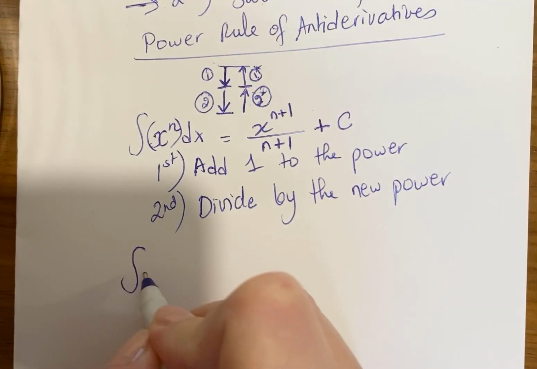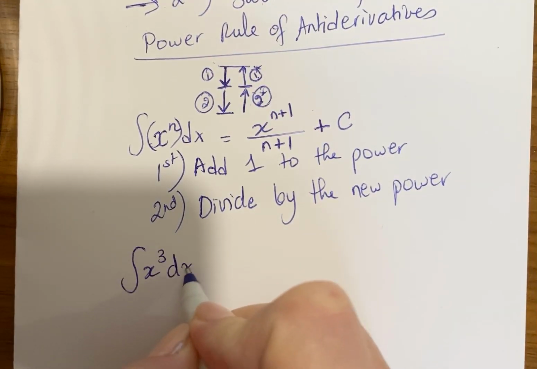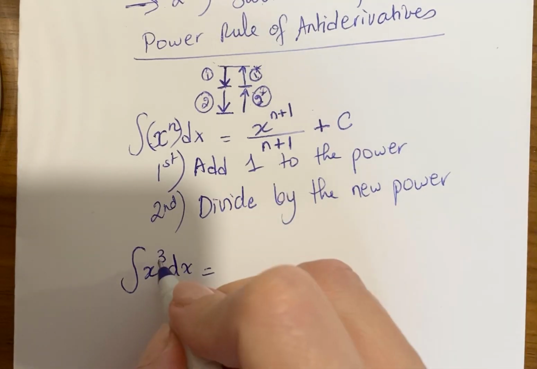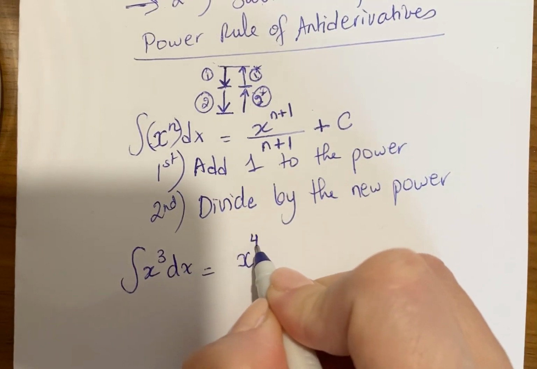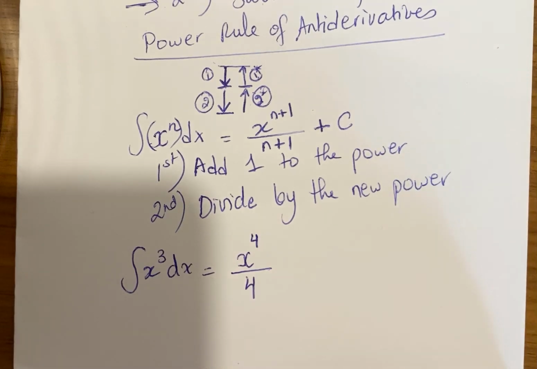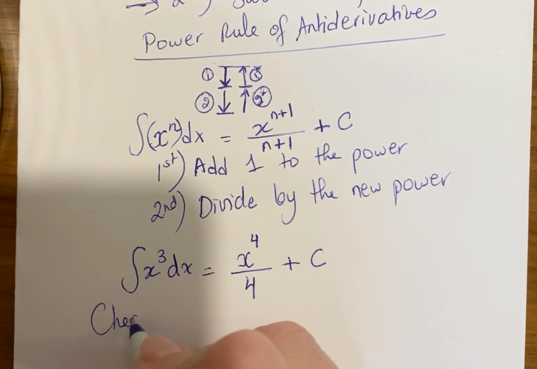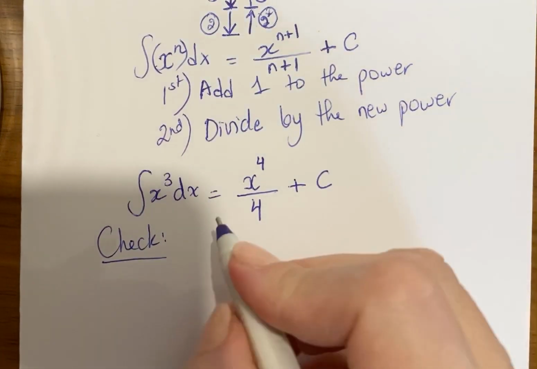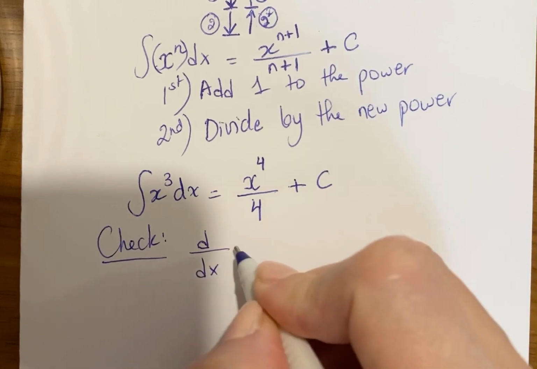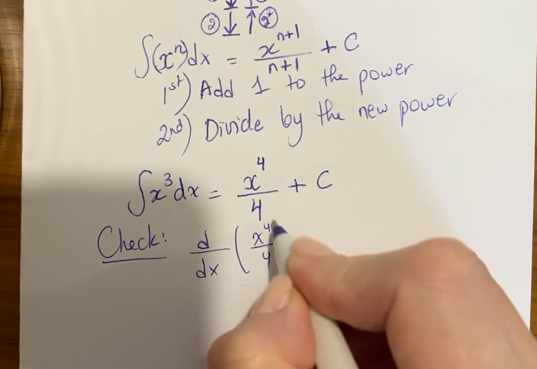Let's assume I wanted the antiderivative of x cubed. According to this formula, I need to add 1 and divide by the new power, plus c. How to check that my answer is correct? We check antiderivatives with derivatives. What's the derivative of x^4 over 4 plus c?